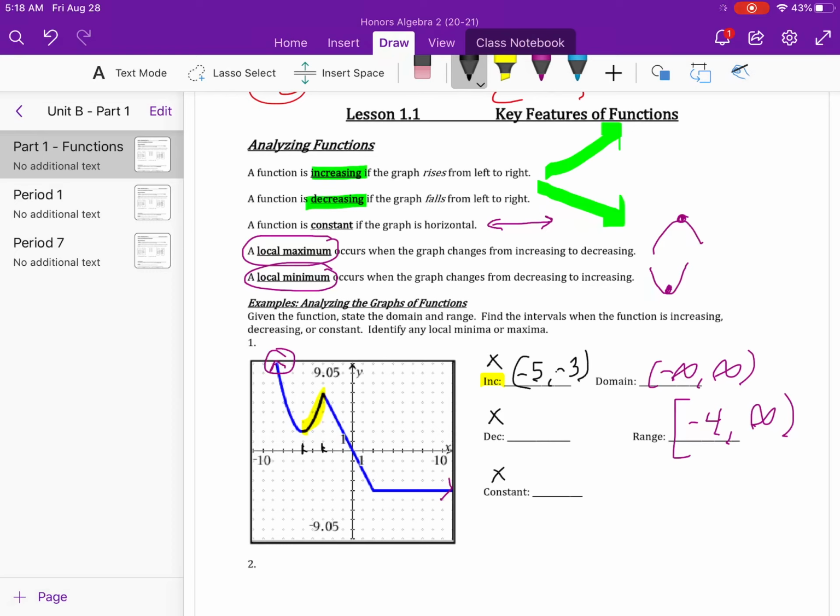Okay, and we're writing it in interval notation. And we're always going to use parentheses because we don't really know what's happening at the endpoints. We don't know if it's increasing or decreasing. It's not really doing anything.